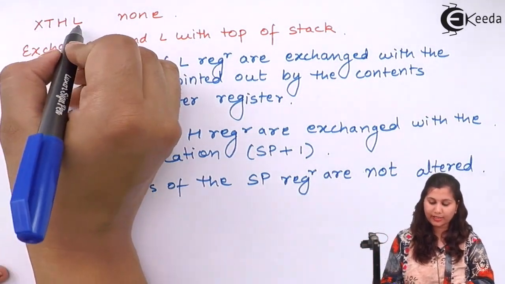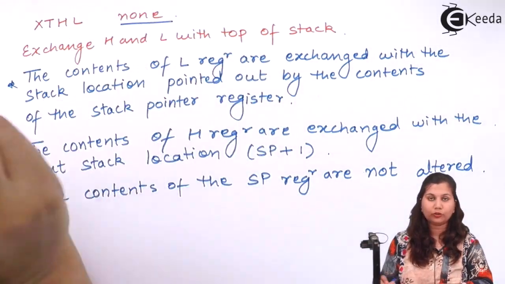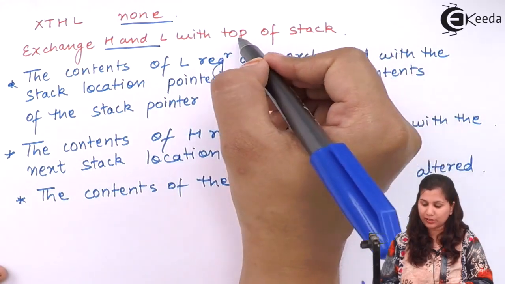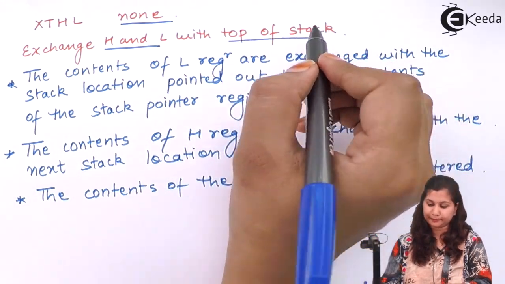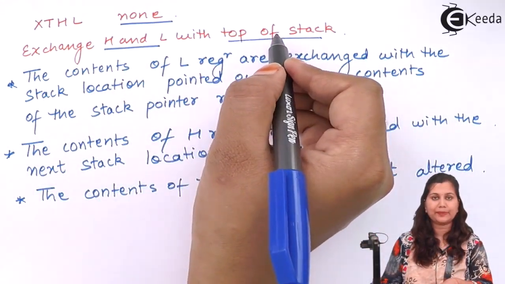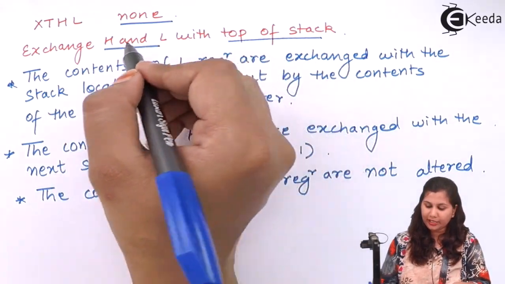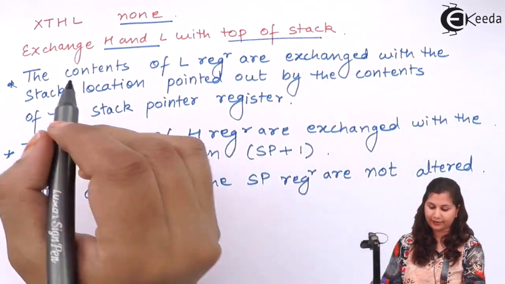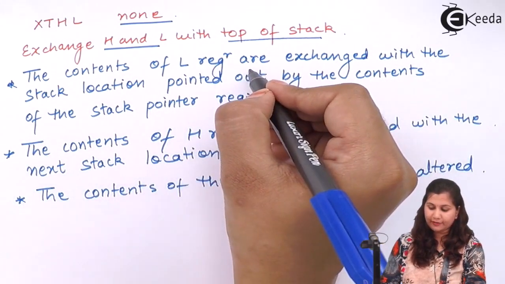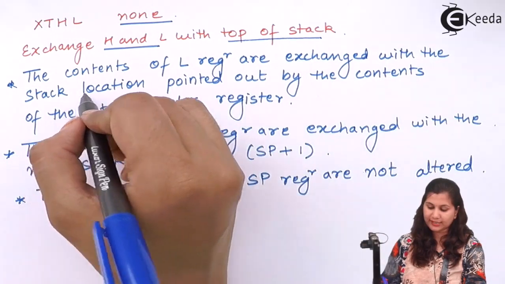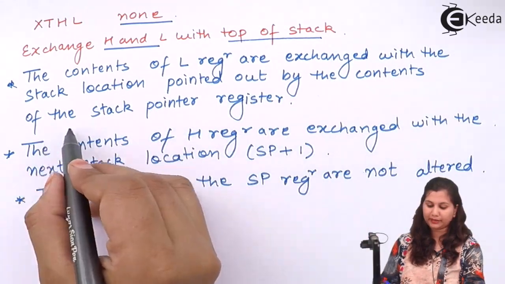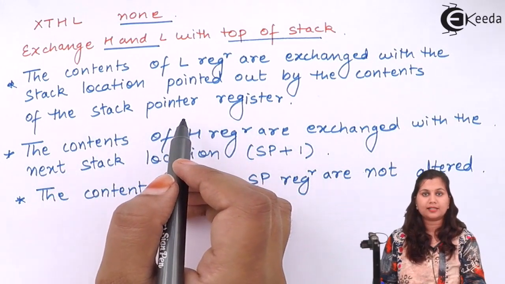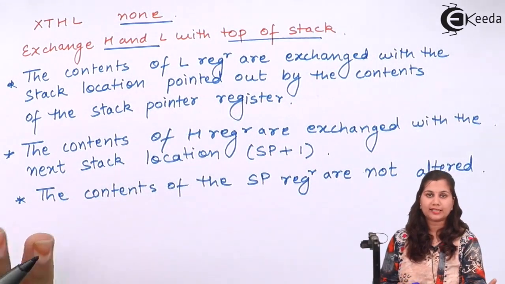So this instruction XTHL, it is also having no operand. This instruction exchanges the contents of HL with the top of stack. So the operands are specified in the instruction itself, that you have to exchange the contents of HL with the top of stack. Now the contents of the L register are exchanged with the stack location pointed out by the contents of the stack pointer register.